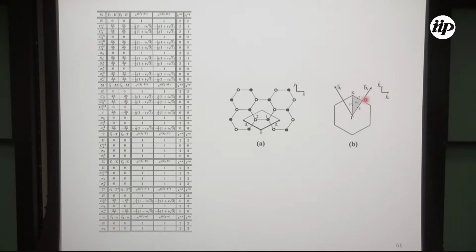This is the M point. It has a two-fold symmetry. For example, you have to bring the M point here. Okay? This is the equivalent M point. It's here and here.